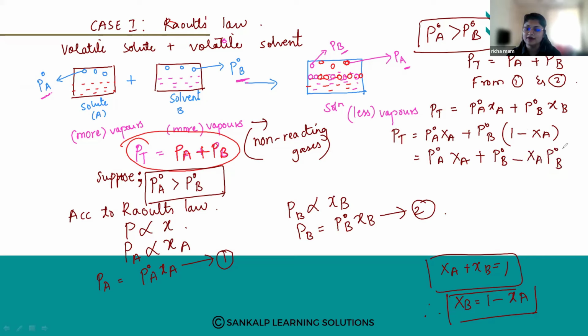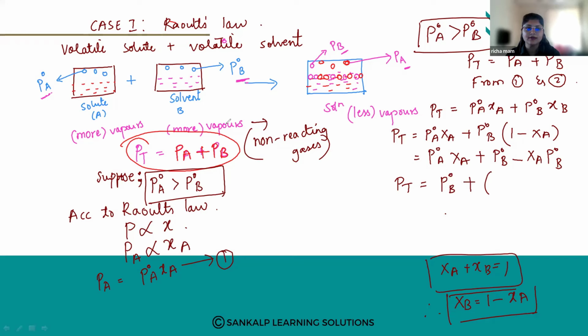Now what I'll do? So PT will be equal to, I'll take P naught B common here. If I take P naught B common, then what will happen? P naught B common plus psi A will be common now, so P naught A minus P naught B. Okay, is it clear? See here.